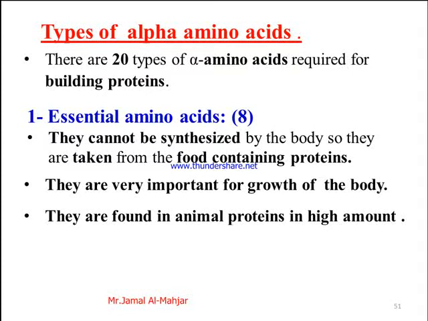So what is the best source of them? The best source of them is animal proteins. So animal proteins are better than plant proteins. Why? Because they contain a high percentage of essential amino acids.